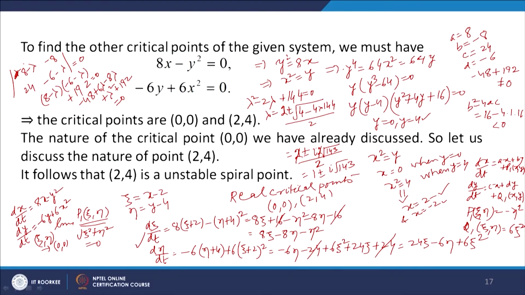Now, let us come back to the xy plane. 0, 0 is the point in the xi eta plane, but in the xy plane it is 2, 4. So, the nature of 2, 4 is that it is an unstable spiral point.